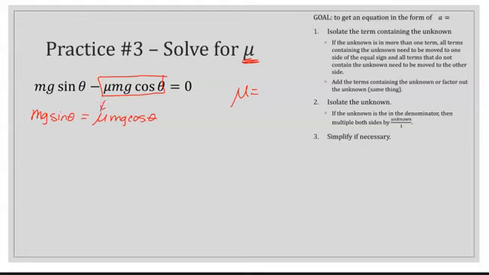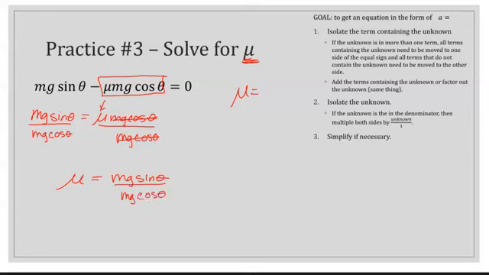Now I need to isolate my mu mg cosine theta, which means I am just going to divide by everything attached to it. This all cancels. I end up with mu equals mg sine theta divided by mg cosine theta.